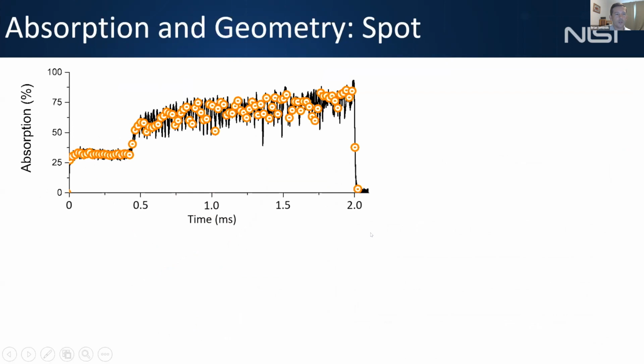So we can pick this apart a little bit. Here's an example from a stationary spot, so not traveling, the laser is not moving, on a solid sample. The black data, which is absorption as a function of time again, is the data that we get from the integrating sphere. And then these orange dots are the absorption at every point in time where we have an individual image from the X-ray imaging.